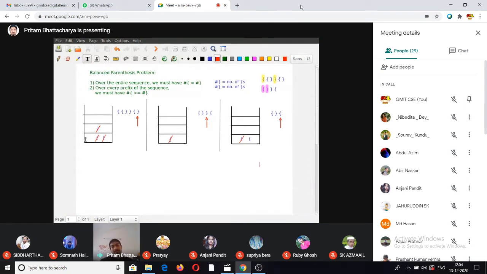Just compare it with this scenario where by the time I reach the end of the input sequence, the stack had again emptied out. But here that's not the case. Here the stack still contains an opening parenthesis. And what this means is that at the end of the sequence, you have ended up with more opening parentheses than closing parentheses. So condition 1 is violated, right?